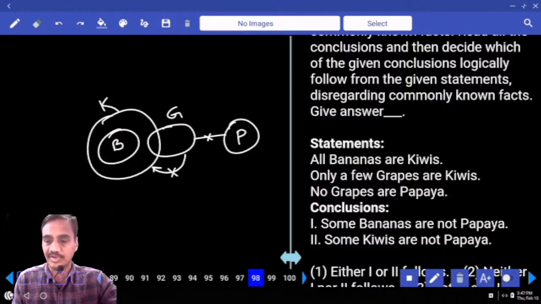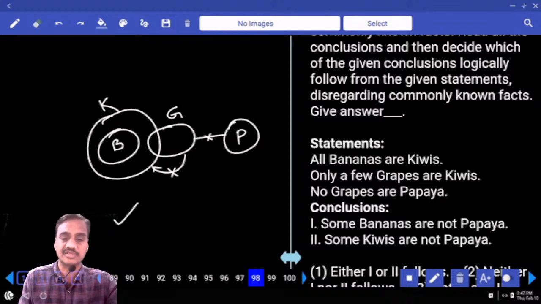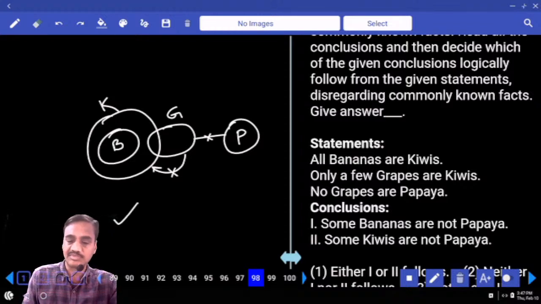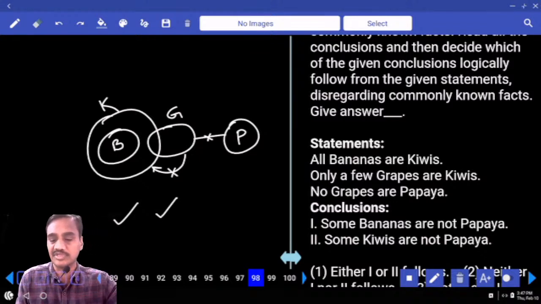Then first one. And some bananas are not papayas. No banana is a papaya. Some bananas are not papayas is true. And some kiwis are not papayas. And now no kiwi is a papaya, some kiwis are not papaya is also true.